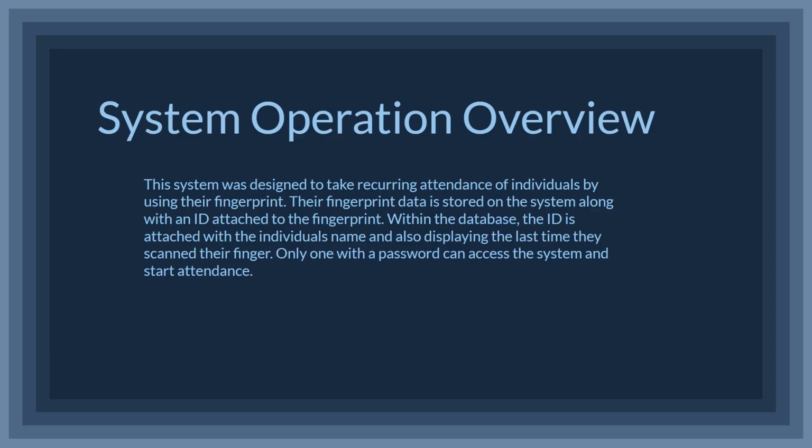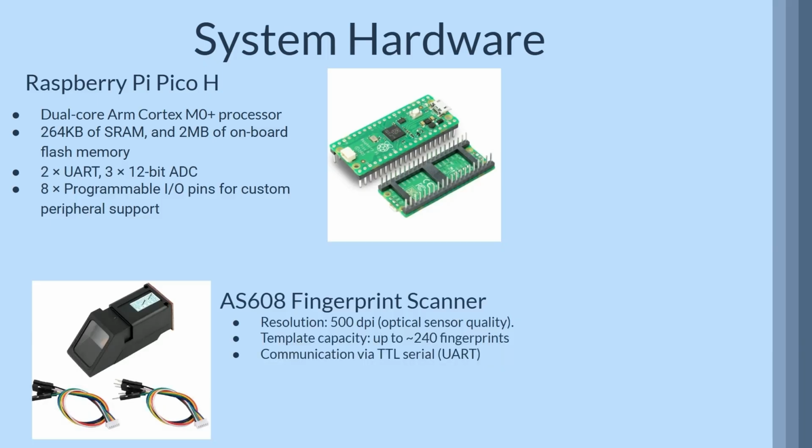The system was designed to take recurrent attendance of individuals by taking their fingerprint and storing that data in the system along with an ID attached to the fingerprint. Within a database, the ID is attached to the individual's name and also displays the last time that they scanned their finger. Only one with an admin password can sign in to view attendance, as well as start the attendance system.